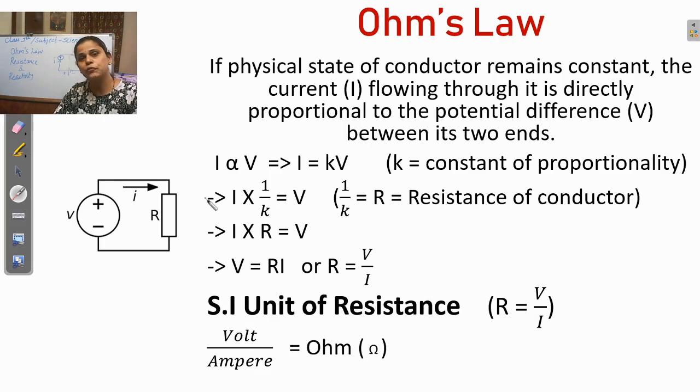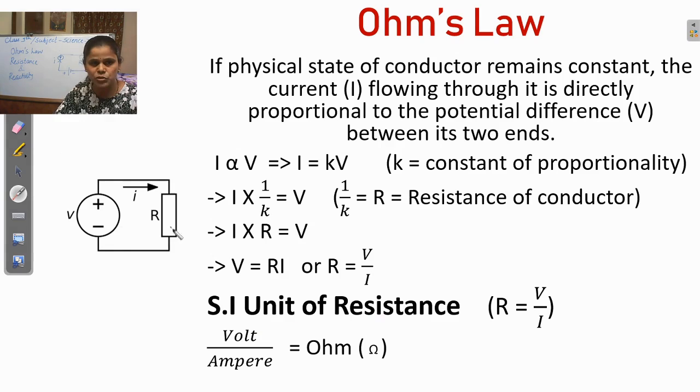What is the SI unit of resistance? We have this formula: resistance is denoted by capital R, and R equals V upon I. So the SI unit of resistance is the ratio of the SI unit of potential difference, volt, and the SI unit of current, ampere. So volt upon ampere is the SI unit of resistance, and that is called the ohm, and this is the symbol of ohm.